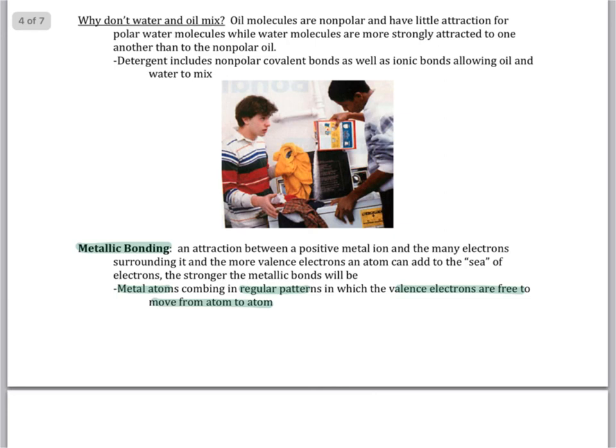So the next time you are asked to wash dishes, you can inform your parents about the information you have learned about covalent bonding and the reason why oil and water do not mix.